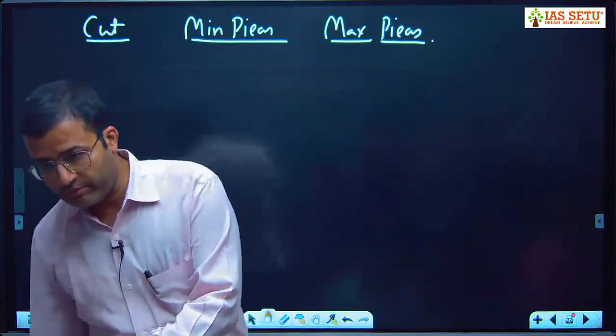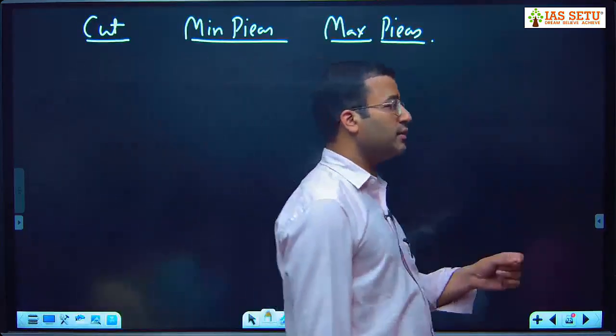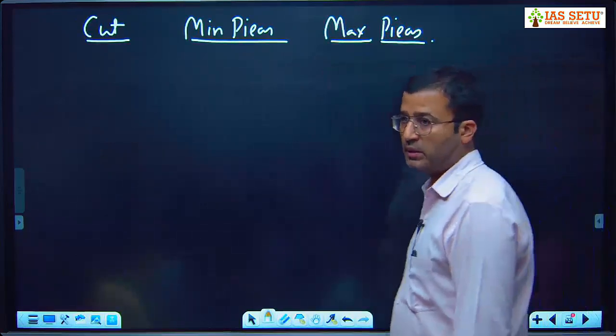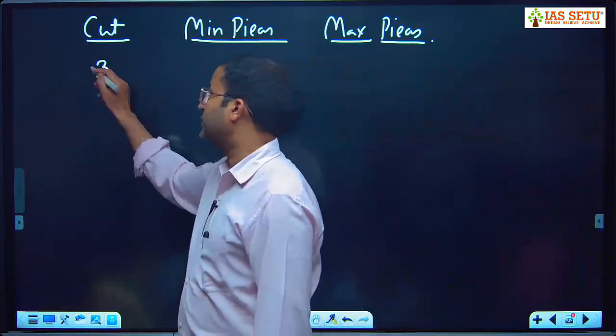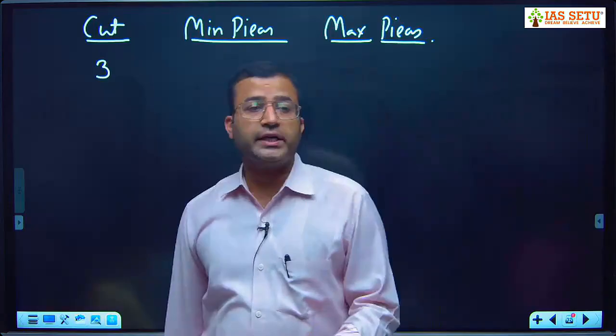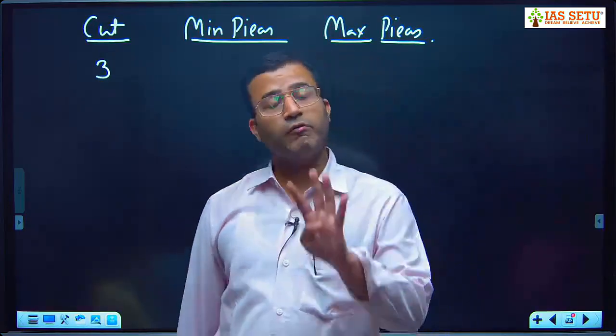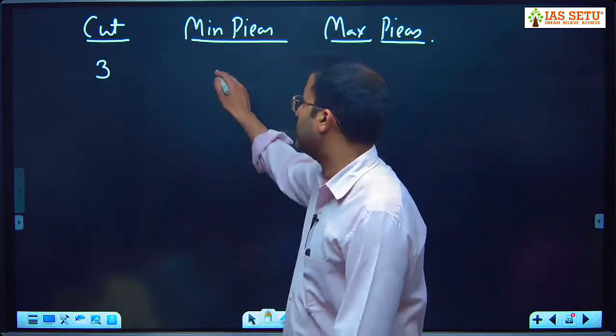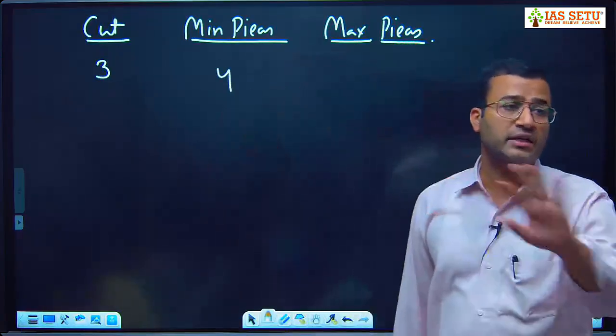Examiner will give you a number of cuts, and will ask what the minimum pieces and what the maximum number of pieces can be. Like my first question is 3 cuts. Tell me, if I have to make 3 cuts, what are the minimum pieces possible? 4. You make 3 cuts on one axis, you get 4 minimum pieces. I guarantee less than 4 is not possible.